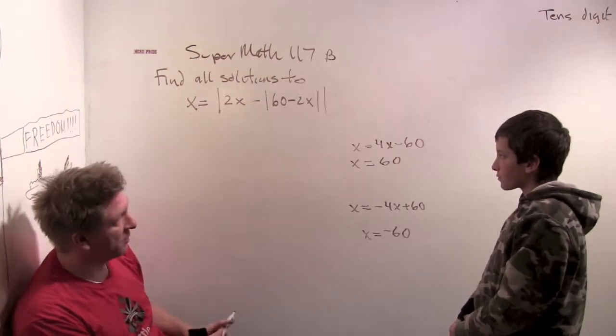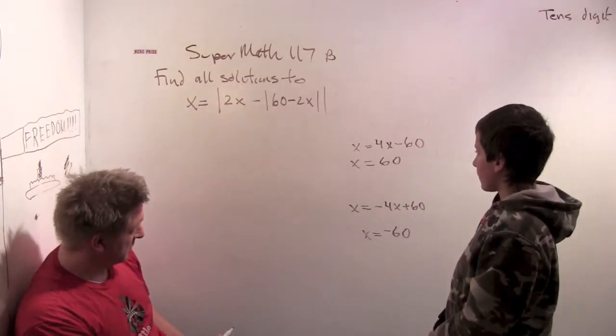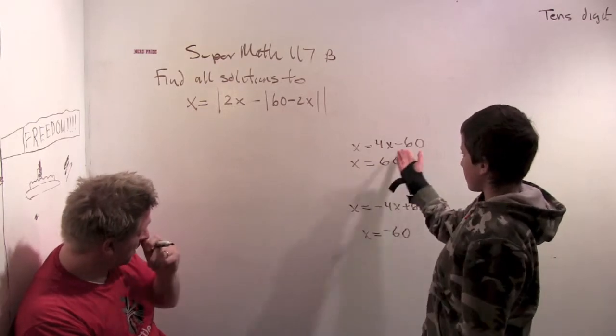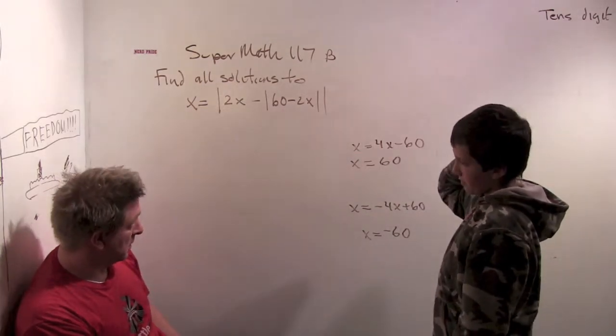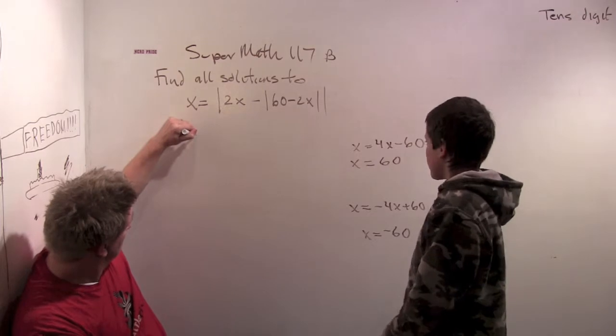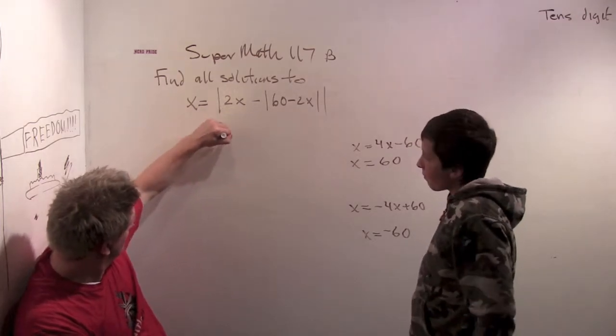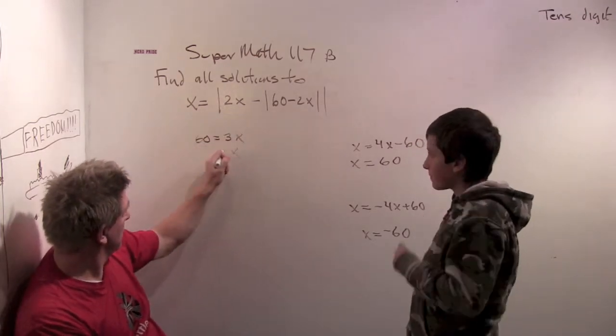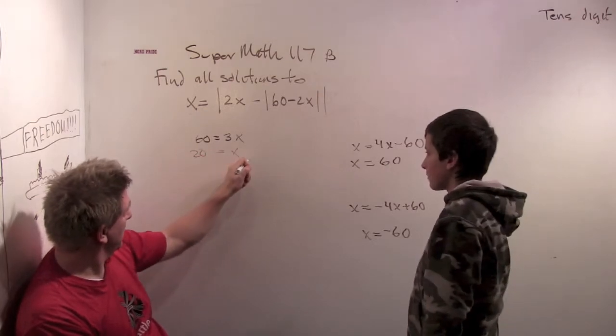Okay, so let's look at x equals 4x minus 60. How do you solve that? Well, you can move the 6 to the other side and the x to the other side. Okay, what do you get? And you get 60 equals 3x. Okay. So x is 20.